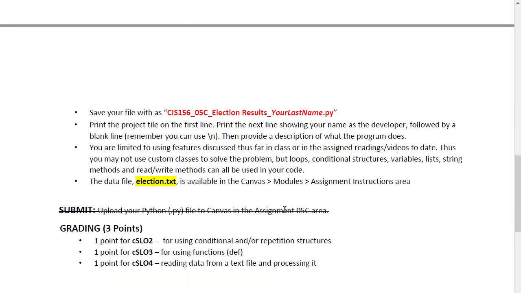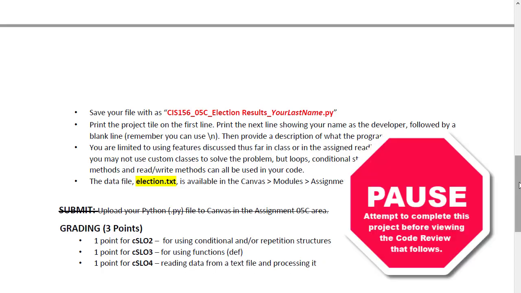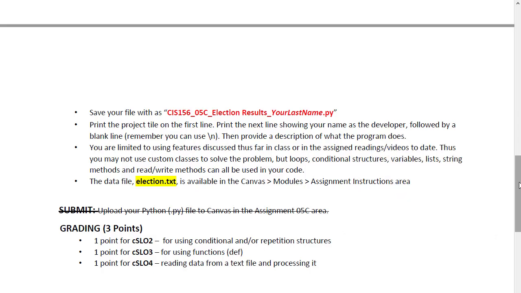Some tips for you, and then the assessment rubric. So notice we're using conditional repetition structures. You'll need to use a loop, and it's probably a nested if structure. We're going to use functions, so your program should contain functions, and you need to be able to read the data from the text file and process it. I'm going to suggest you pause the video here and try to do this on your own or maybe with a classmate. And if you struggle, then come back and watch my code review in the remainder of this video.